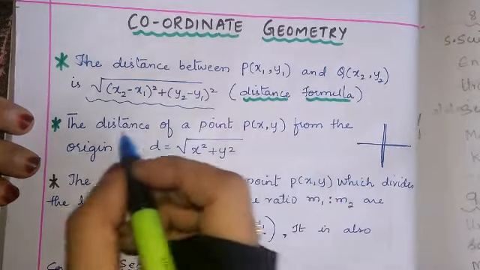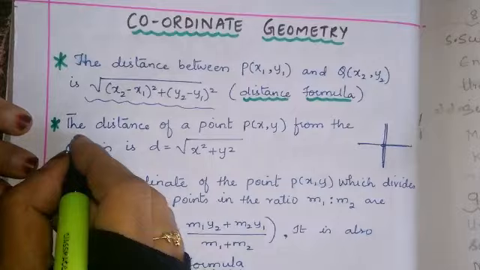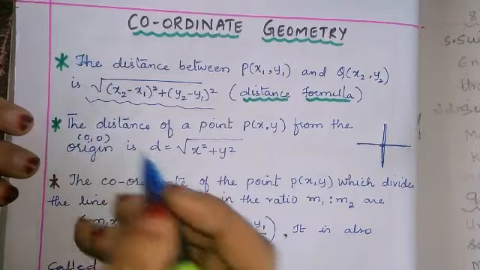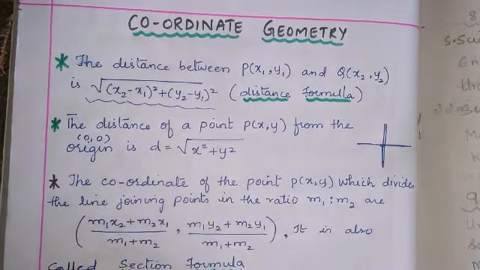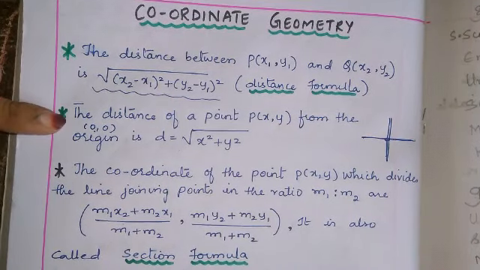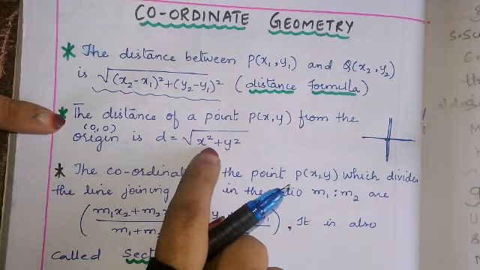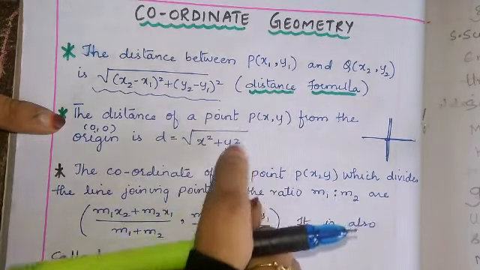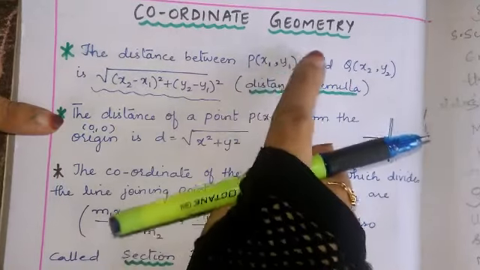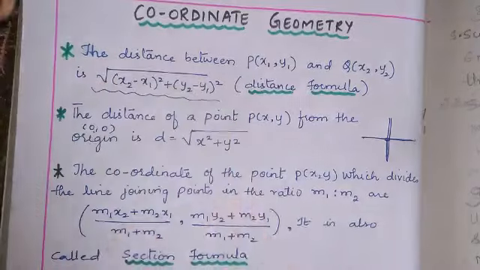Here the distance of the point (x, y) from the origin, in the sense (0, 0), where the x coordinate is 0 and the y coordinate is 0, is denoted by d is equal to root of x square plus y square. This is for the distance between a point and the origin, and the earlier one is the distance between any 2 points. So this is about the distance formula.